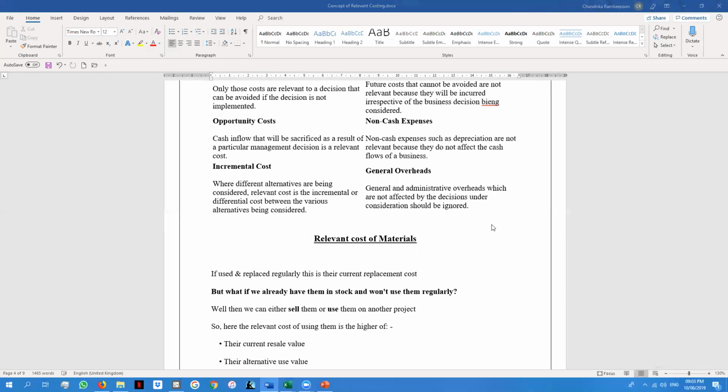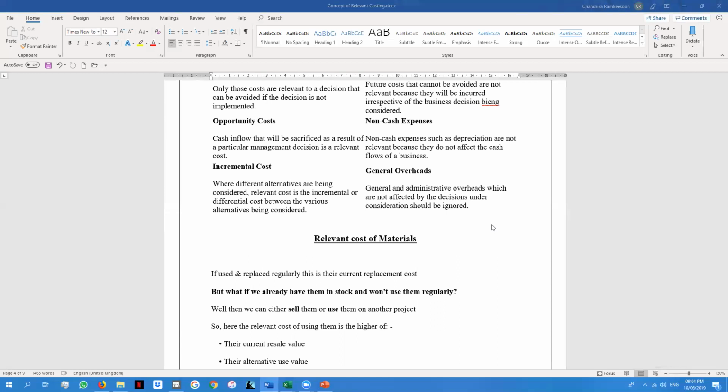But we need to go a bit further. Because remember I told you that there are certain specific decision situations that you need to know about, which is what the examiner will ask you. And in working out each of those decisions, you may be called upon to determine the relevant costs of typical inputs such as materials, labor, overheads, and whatnot.